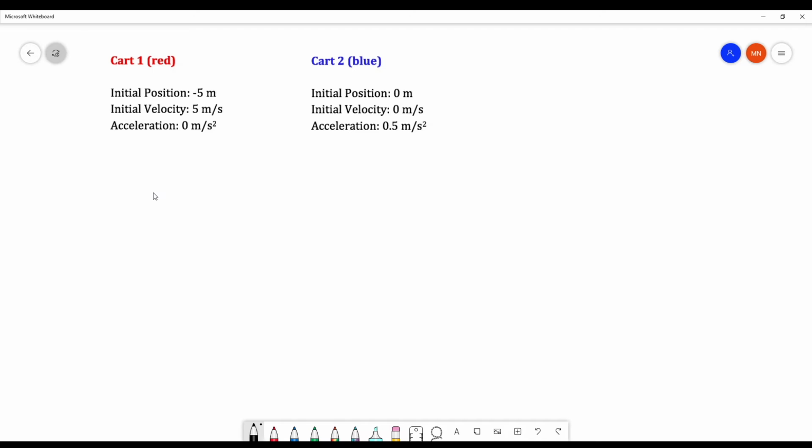So it looks like their displacements aren't going to be the same since they have the same 100-meter track, but cart 1 has to go an additional 5 meters. That'll be important in just a second. So the first questions ask us to write down equations of motion for these two carts given the motion parameters.